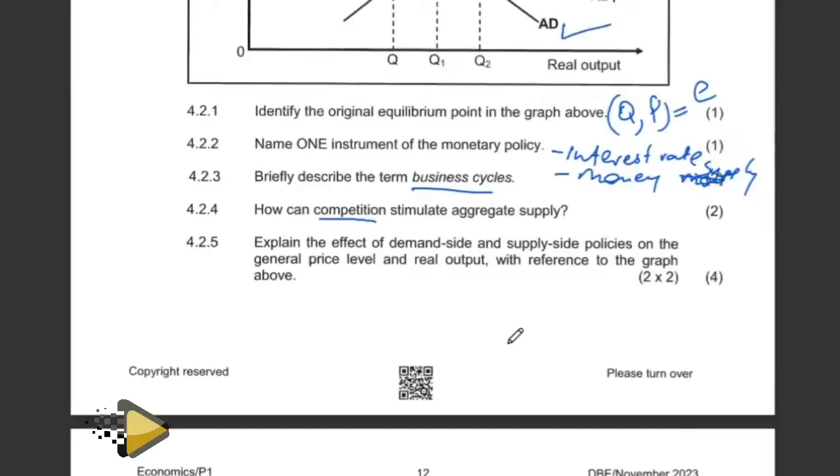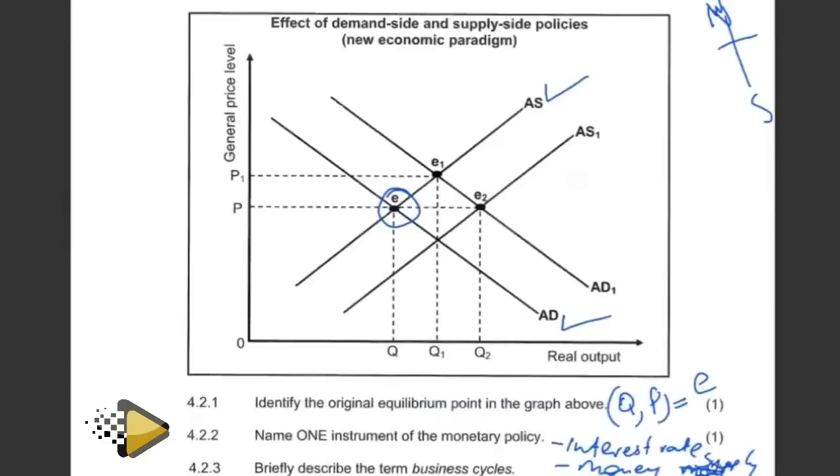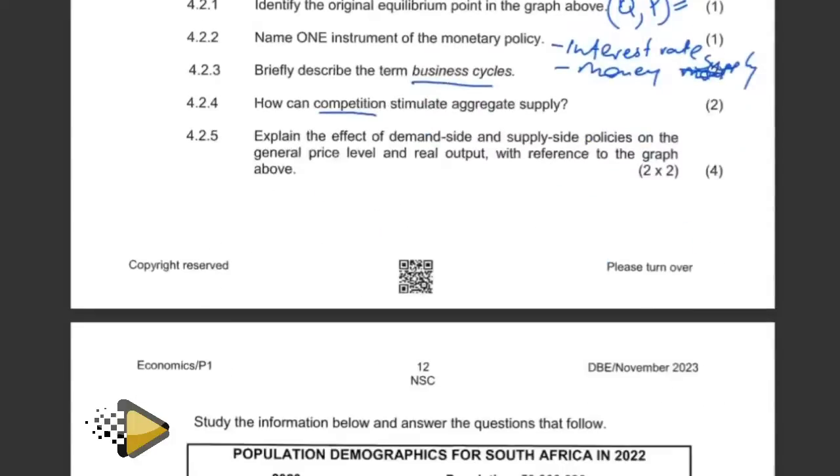If there is too much competition in an economy, it means there is going to be an outward shift of the aggregate supply from AS to AS1. So the moment there is higher competition, that is going to influence an increase, or the outward shift, of the aggregate supply.